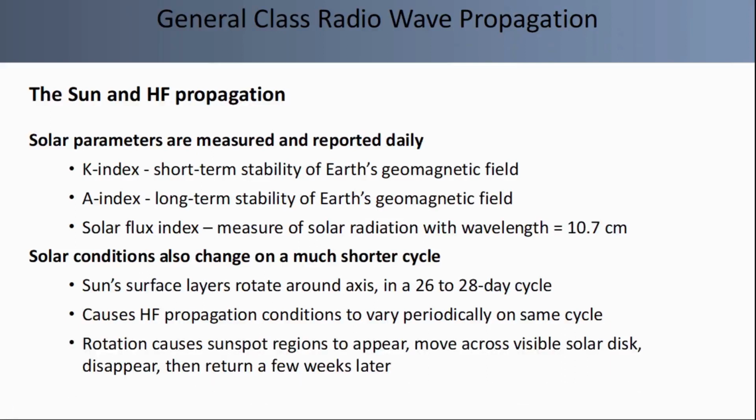The neat thing about it, and this isn't on the test, is that rotation causes sunspot regions to appear, if you're observing the sun, and then move across that visible solar disk. They'll get to the other side and disappear. And then a few weeks later, those regions come back into view. And it's only when those active regions are pointed at the Earth that we really get the impact of the solar energy that's coming from them.